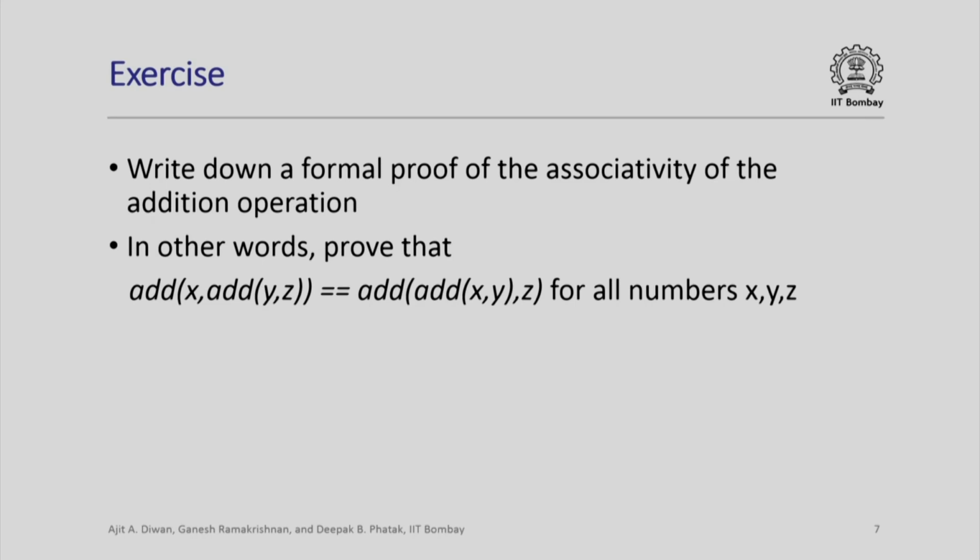So here is another property of the addition operation, which is called associativity. This says that add of x comma add of y comma z, or informally x plus y plus z, is equal to x plus y plus z with the grouping changed. The first expression on the left hand side says you add y to z and then add x to it. The second one says add x to y first and then add z to it, but the result should be the same no matter how you group.